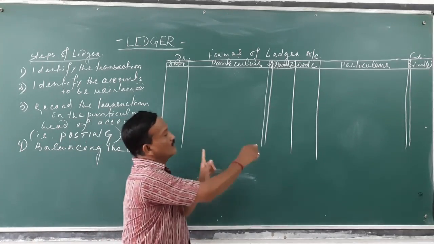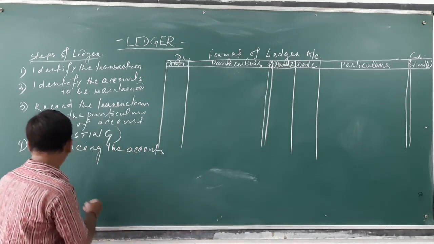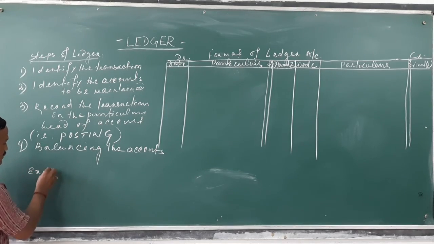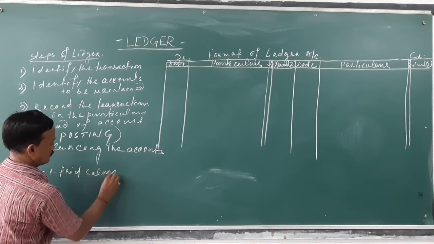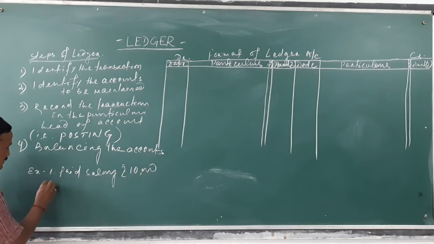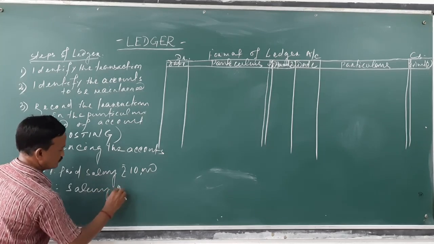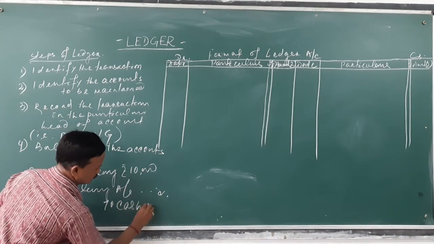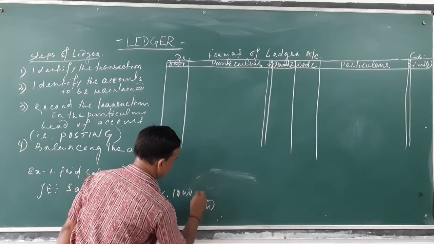After the recording of the transactions, the account is to be balanced. So let's come to the example. The first transaction is paid salary, rupees 10,000. So the journal entry is: salary account debited to cash account, 10,000.